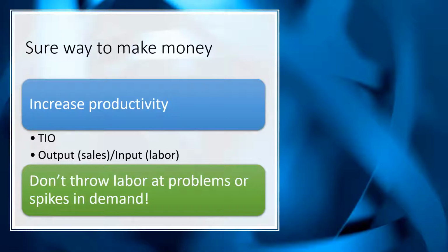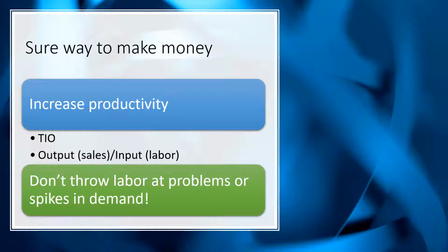So lean is obviously a sure way to make money. It's really about increasing our productivity, right? Simply put, we can ship more with the same amount of labor, because we're not doing as much non-value added work. We're doing more value added work, so our sales per labor hour goes up.